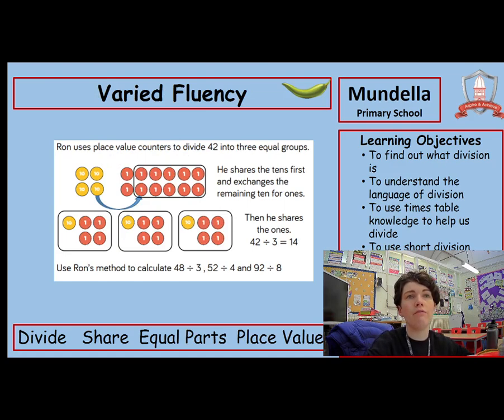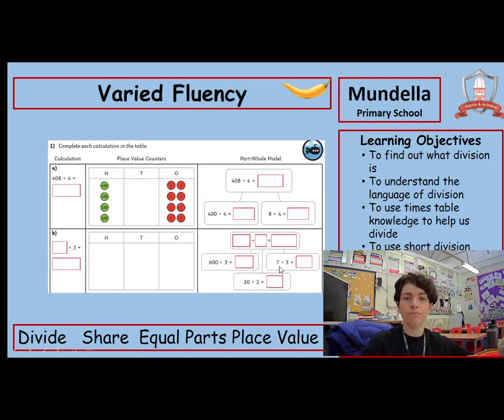Right then, so for your fluency this morning, I would like you, for green chili pepper challenge, if you'd like to have a go at this one, that you're going to use the example that Ron has created with the place value counters to answer the questions below. If you'd like to have a go at yellow chili pepper challenge, the same principle, so the same idea, but it's set out slightly differently.